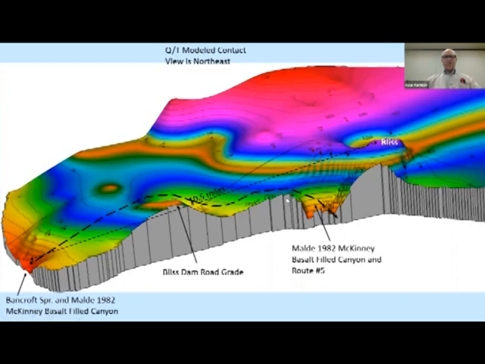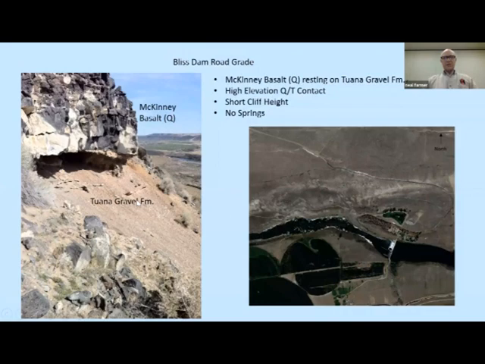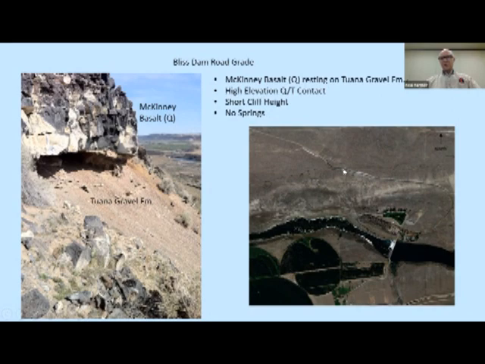And then right here, there are some other good contacts, the Bliss Dam Grade Road, which has Tuana Gravel Formation, which is part of the tertiary sediments and basically represents the draining of Lake Idaho, and the rivers starting to flow in across the Glens Ferry Formation. And then the younger McKinney Basalt, which is only about 50,000 years old, sitting right on top of that. And this has all, of course, been mapped by all the entities that have been mapping in this area. And it's located roughly here at this road grid.